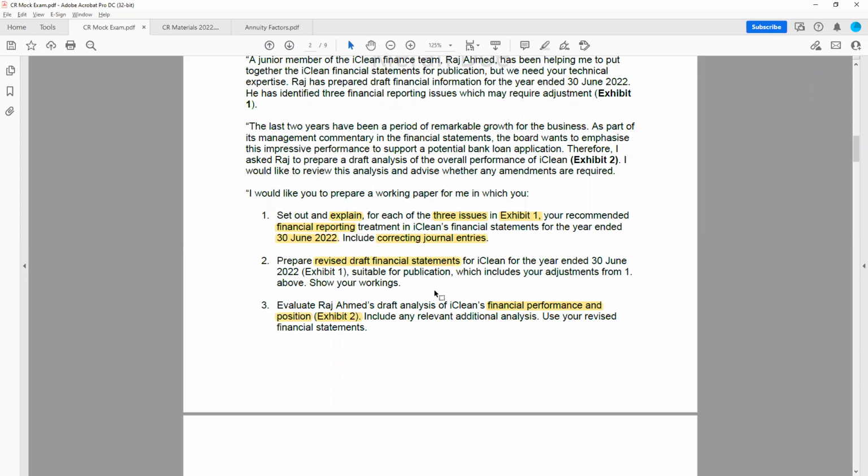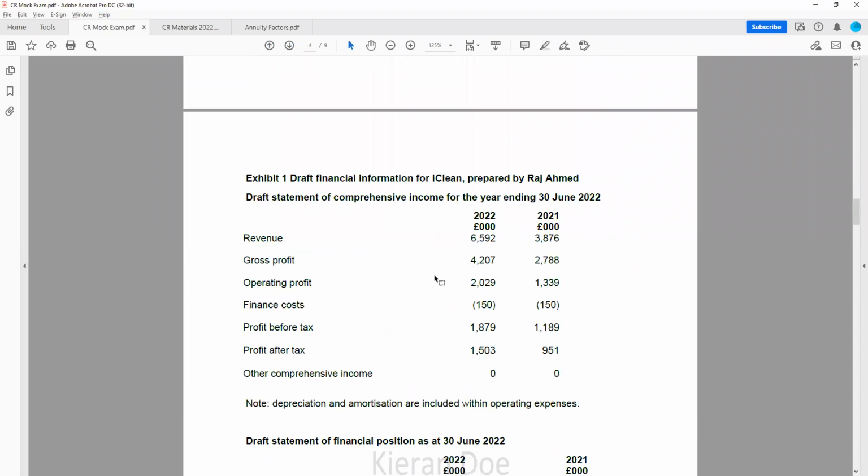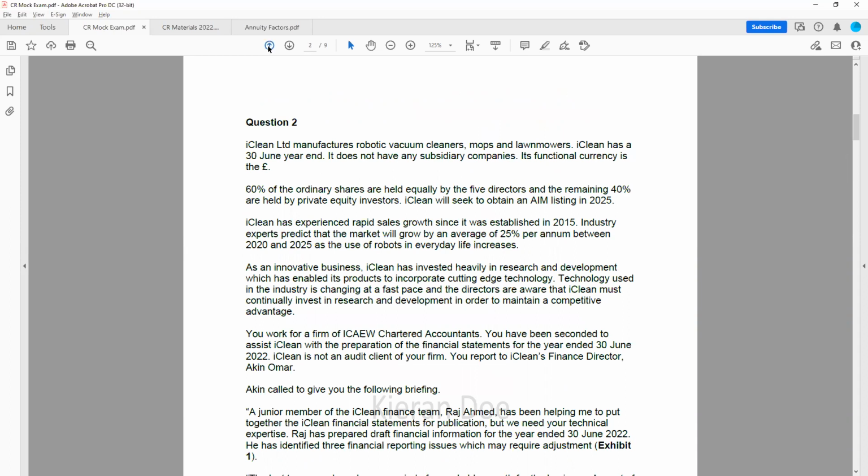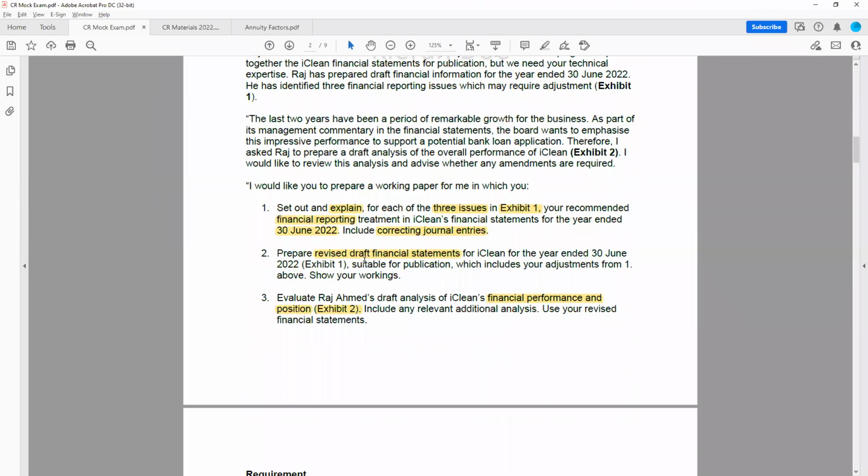As we said, the first 2 are interrelated. You're going to have to go through each issue, explain the FR treatment, and then overlay the numbers to the draft financial statements. But once you've done that requirement, so these first 2 parts, and you've got your revised figures, then you can undertake additional analysis to evaluate and analyze the company's performance and position, and evaluate the work that has already been undertaken. So I definitely see that as kind of a subsequent requirement. I do these 2 first, and then I'll do this one, that naturally comes after.